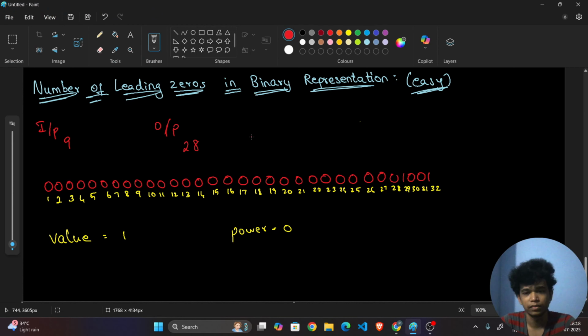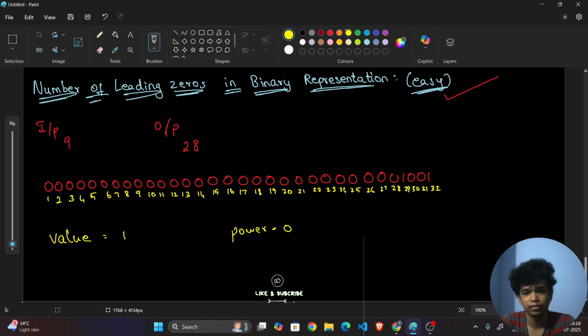In the series of Soliton interview questions, today we are going to see a question called number of leading zeros in binary representation. It is categorized as an easy problem, and it is pretty easy, except for the brute force approach. In this problem the brute force approach is a big headache. Let us see the question, then we can see why the brute force is a big headache.